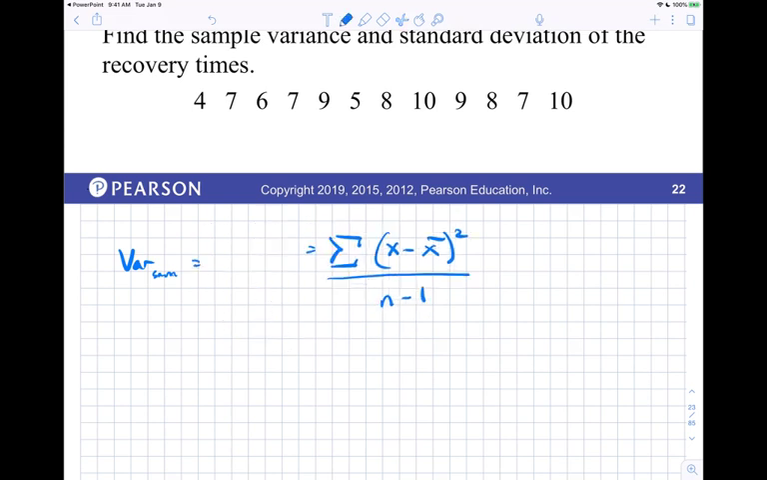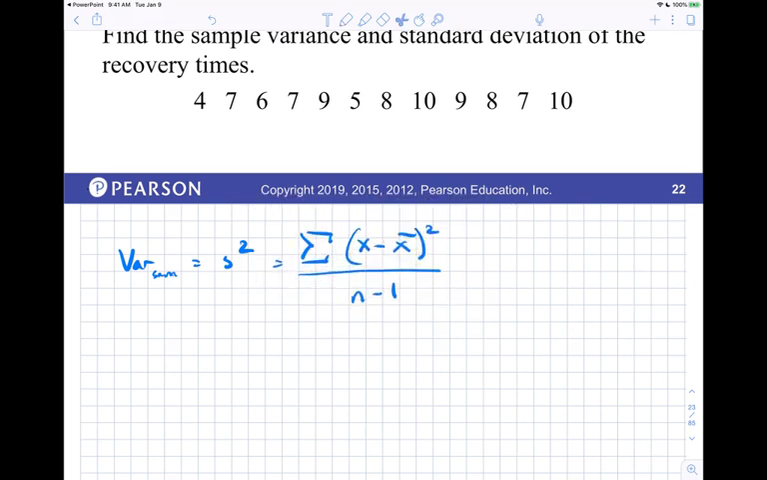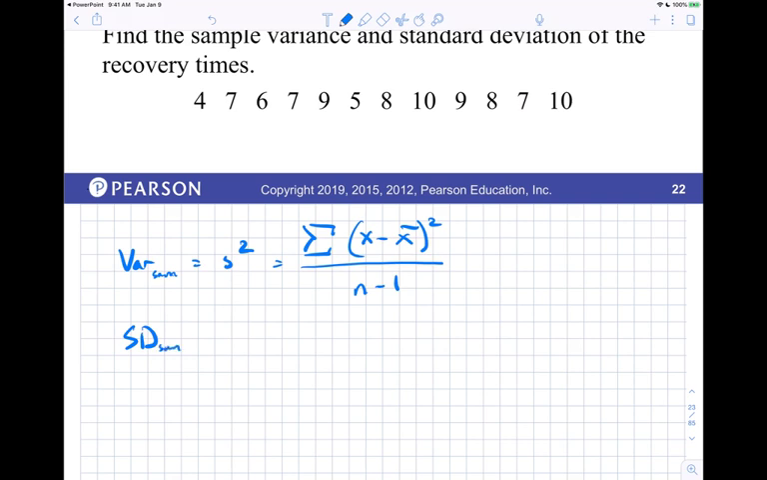And then for the sample standard deviation, I think it's basically going to be the square root of s squared, which is the square root of this thing here. I think this is correct. I'm going to go with it. Copy, paste.